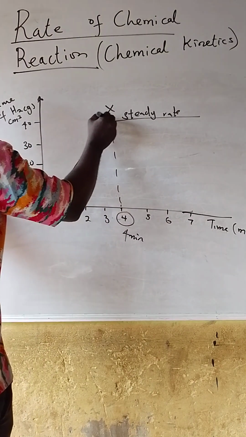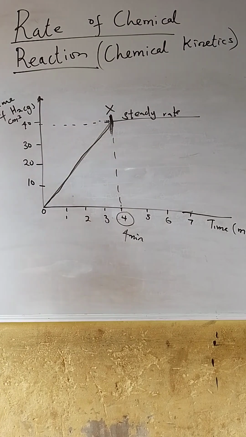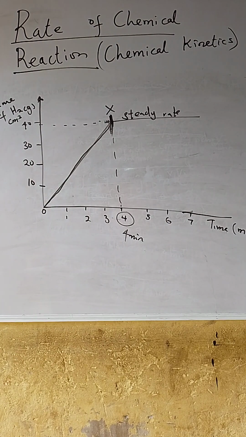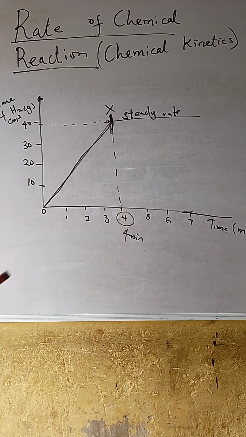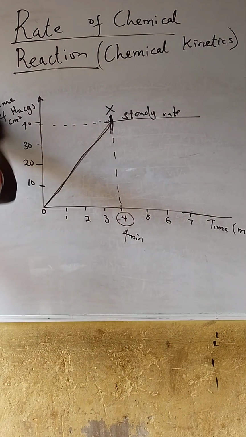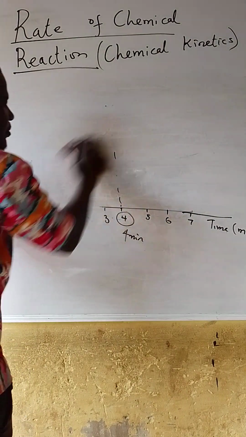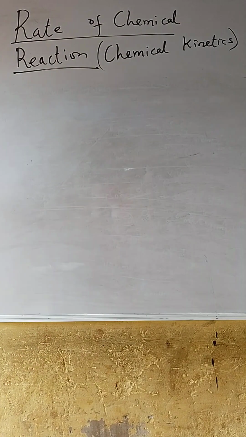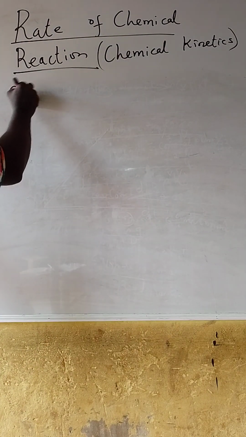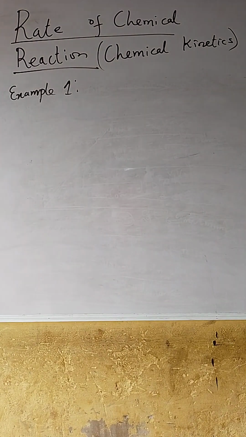And the volume that was obtained, let's say is 39 cm cube. So the product that is being obtained is 39 cm cube in 4 minutes. Now, example now. Let's solve a question. Example 1. 6 grams of magnesium.